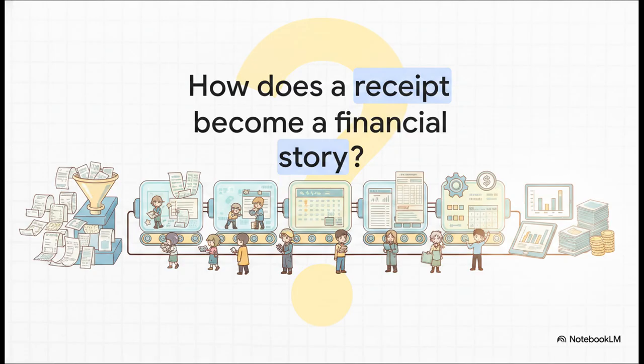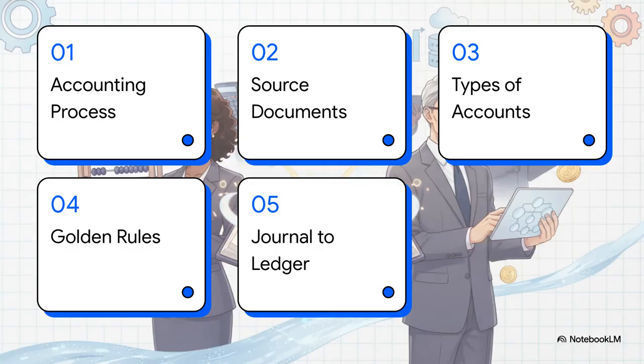To wrap your head around this, I want you to think of accounting kind of like a giant, super efficient factory assembly line. We're going to feed raw data into one end of this factory, process it step by step, and watch it turn into clear, organized financial information on the exact opposite end. Okay, let's dive into this. Here's our roadmap for today.